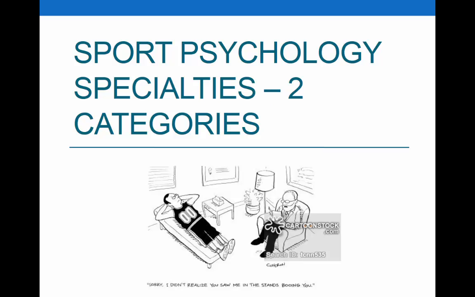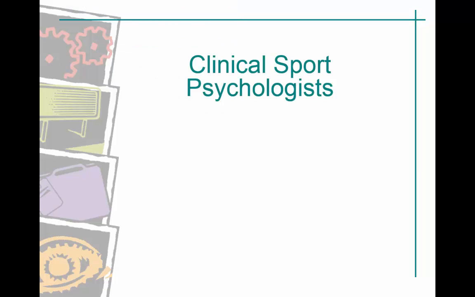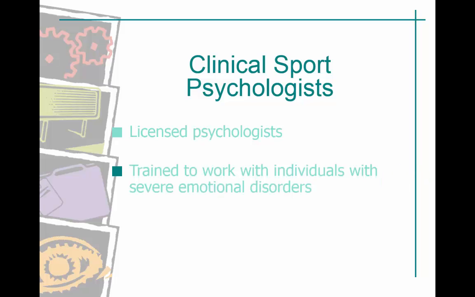Within contemporary sports psychology, there are two types of specialties: clinical sports psychology and educational sports psychology. A clinical sports psychologist is a licensed psychologist. They are licensed by the state boards to treat individuals. They have extensive training in psychology so they can treat individuals with emotional disorders.